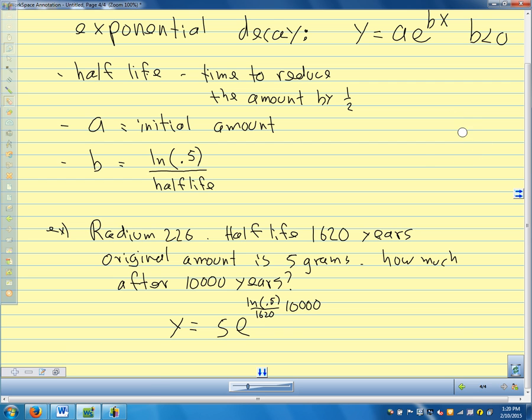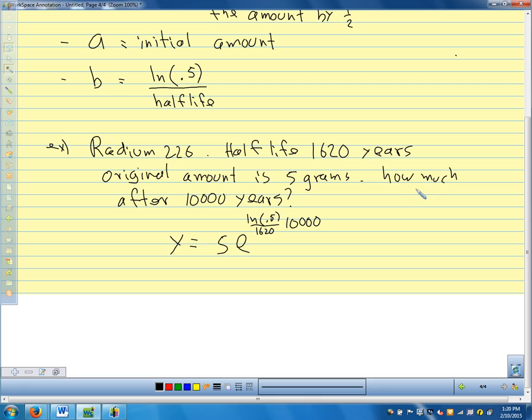If you plug it in your calculator, natural log of 0.5 turns out to be negative, and we get our exponential decay, and this turns out to be 0.07 grams. So after 10,000 years, there's still going to be a tiny bit of this radium left, and it's still going to be shooting off all this radioactivity. All right, questions there?